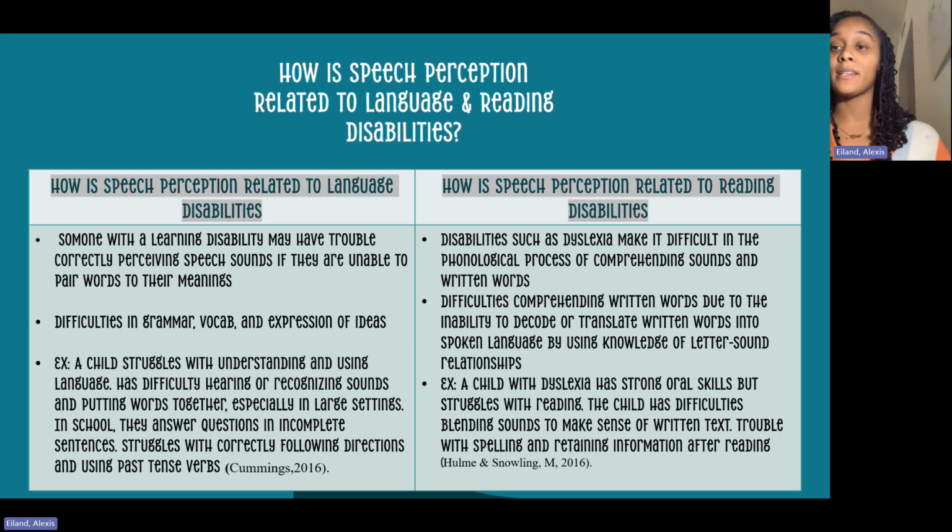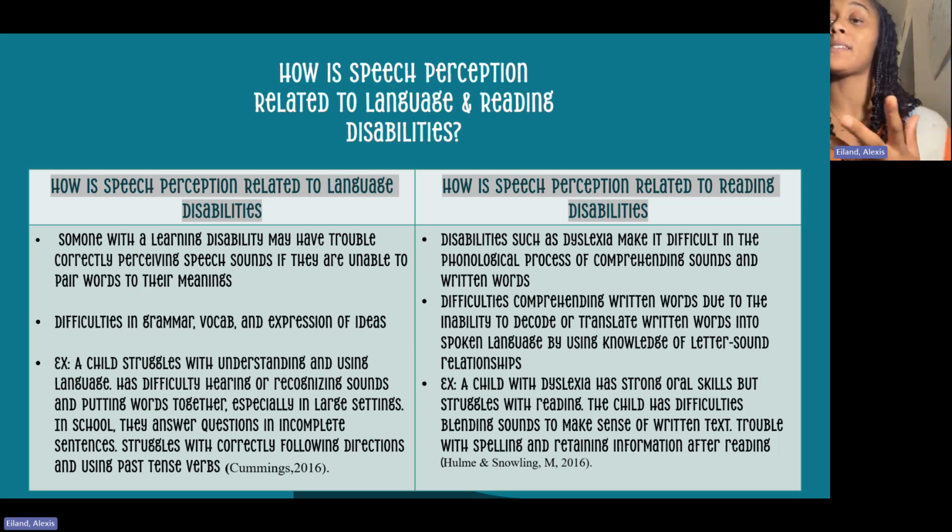So someone with a reading disability, such as dyslexia, may have difficulty in the phonological process of comprehending sounds and written words. So difficulties in comprehending written words due to the inability to decode or translate written words into spoken language by using knowledge of letter sound relationships. So like I mentioned before with the example with the B, if you don't know what B stands for, or if you don't know the sound B is associated with book or basement or bats, you're going to have difficulties when it comes across a page that you're supposed to be reading.